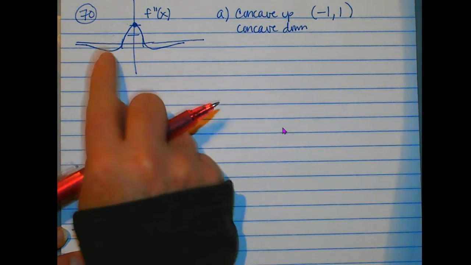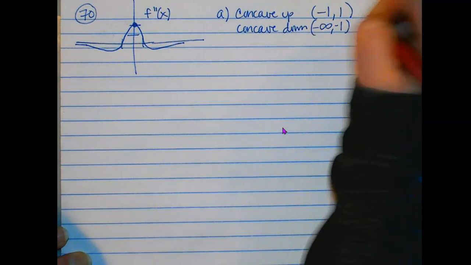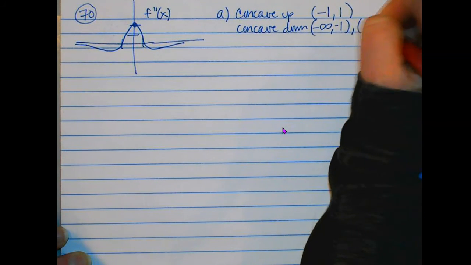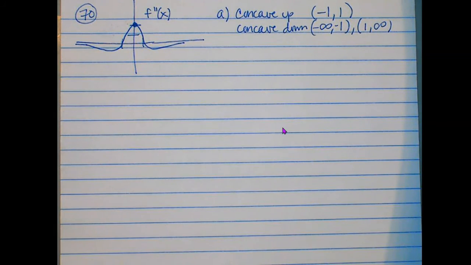Concave down, it's negative over here and over here, so I'm going to say negative infinity to negative 1, and 1 to infinity. You don't really use a union sign because we're just saying that this is an interval and this is another interval. We're not mashing them together. So I would just put a comma.